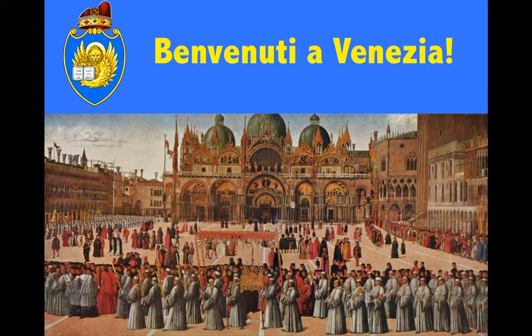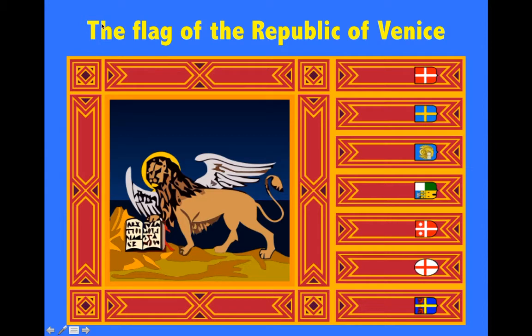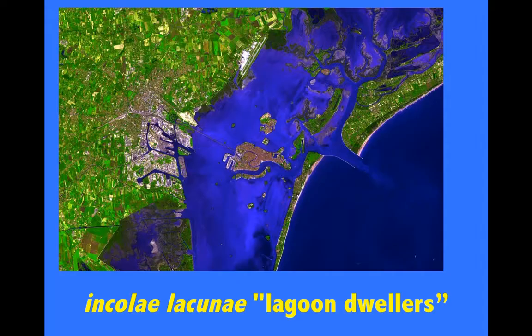So, benvenuti a Venezia, Italian for welcome to Venice. This is St. Mark's Square in the Middle Ages. This is a famous painting by Bellini, and that's St. Mark's Cathedral in the background. This is the flag of the Republic of Venice, and you may already know that the winged lion, which is the Lion of St. Mark, is the symbol of Venice.